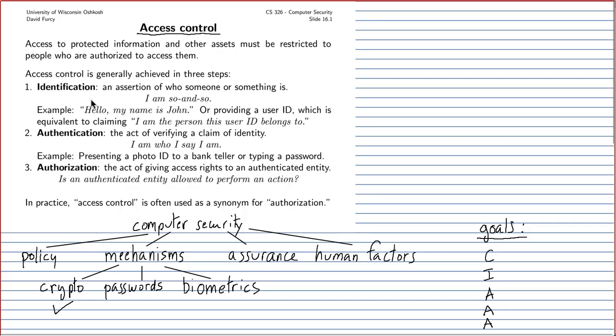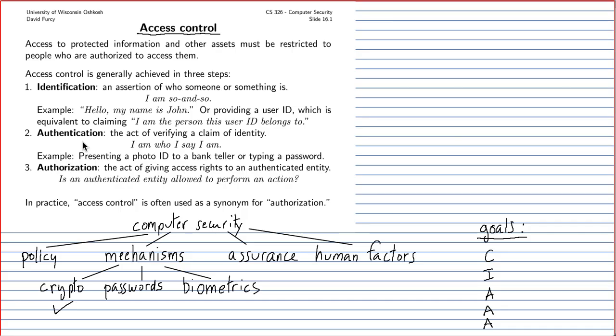So the identification step is the step through which a user is stating their identity. In an analogy, it's like someone knocking at the door and saying, "Hey, I'm John, let me in." So you're just stating who your identity is. Another analogy would be when you type in your user ID, you're claiming to be that user. The second step of access control is the authentication step. This is the act of verifying that this claim of identity is actually true. So this is how you actually prove that you have the identity you claim to have.